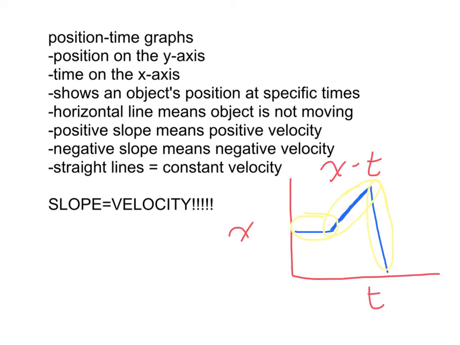The slope of the position time graph tells you velocity. I can't emphasize that enough. If you have a steep slope, so our negative slope is steeper than the positive slope, it means it's going faster. The steeper the slope, the faster the object's going because the position is changing in a shorter amount of time.